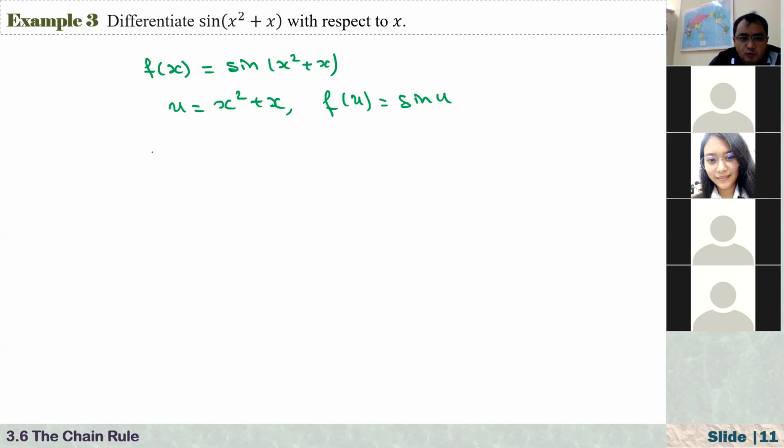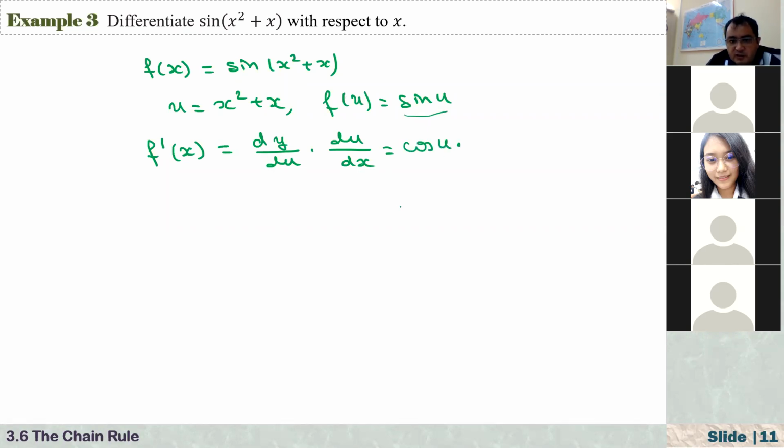Using the chain rule, what is the derivative of f with respect to x? That is simply dy with respect to u times du with respect to x. Now, if you differentiate y with respect to u, it's just cosine of u times du with respect to x. The derivative of x squared plus x is equal to 2x plus 1.